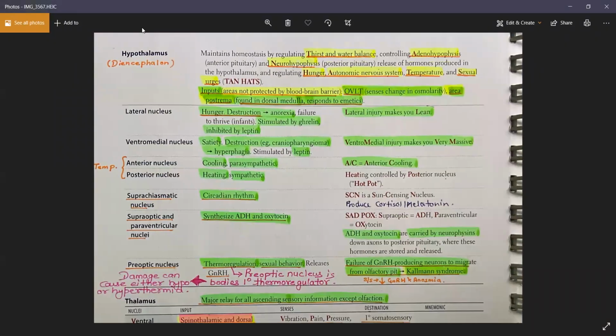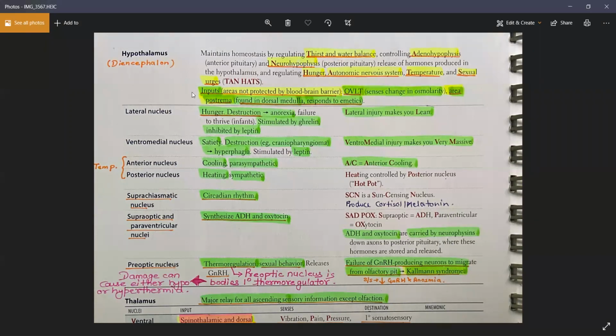Now you have the hypothalamus, which maintains thirst and the water balance. Of course, you have the OVLT for the water balance, the regulatory center. You have the hypothalamus controlling the adenohypophysis, that means the anterior pituitary. The hypothalamus stores its hormones in the neurohypophysis, right? You have the hunger center in the hypothalamus. You have the ANS center in the hypothalamus, right? You have the temperature sensor in the hypothalamus, and the sexual urges start in the hypothalamus.